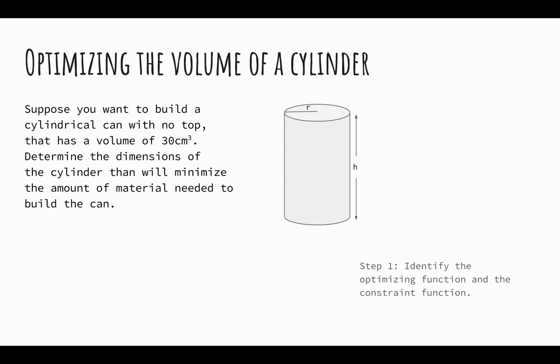Step 1 is to identify the optimizing function and the constraint function. It's pretty clear from the description that we're interested in optimizing the surface area using the information given about the volume of the cylinder. Recall that the volume of a cylinder is equal to pi r squared h, and in our case, the volume is given to be 30 cubic centimeters.